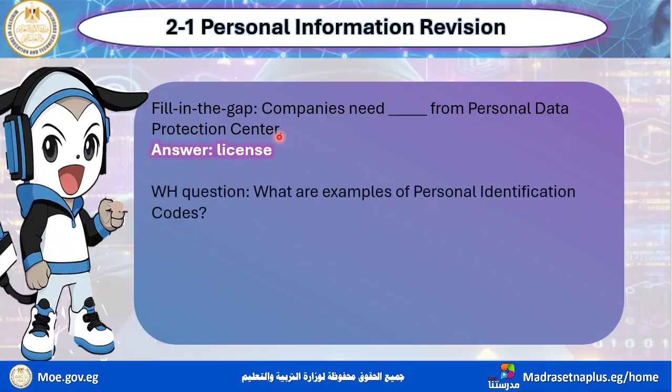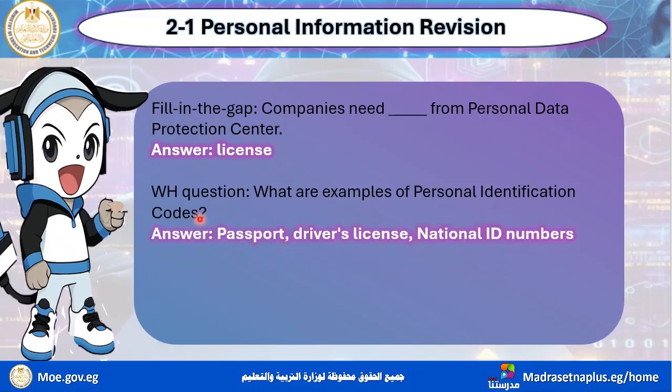A WH question. What are examples of personal identification codes? Well, it's passport, driver's license, and national ID numbers. So all of them, okay, are examples of personal identification codes. So when you see it at your exam, know that we call them personal identification codes.